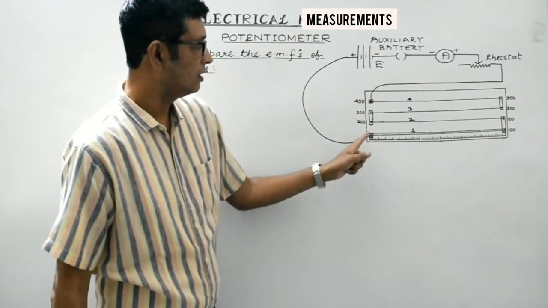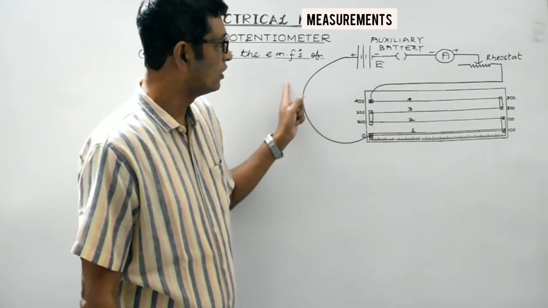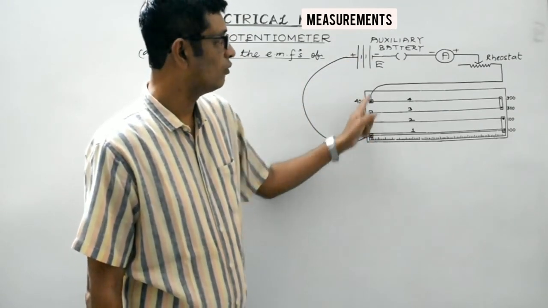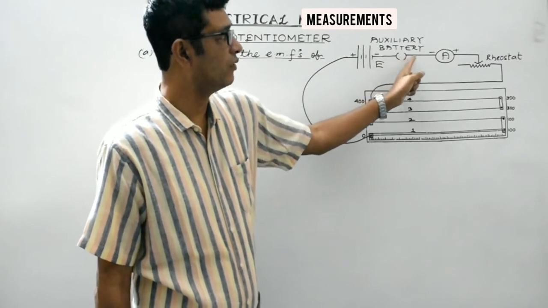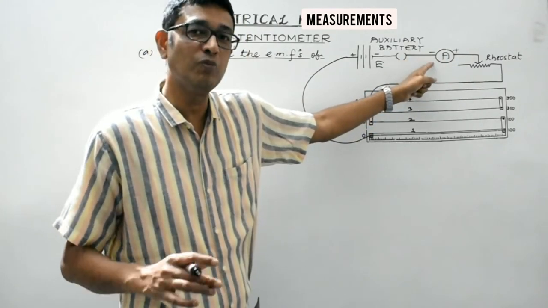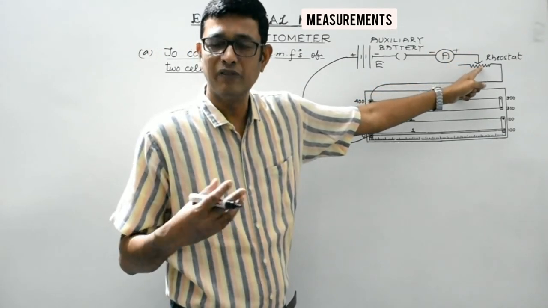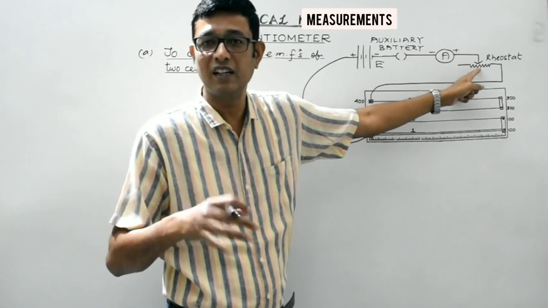So again I repeat, these are the two ends of the potentiometer, right? The positive terminal of the auxiliary battery is connected to this end, while the other end of the battery is connected to one-way key, ammeter and rheostat. Ammeter is a device which is used to measure the current. Rheostat is a device which is used to regulate the current.